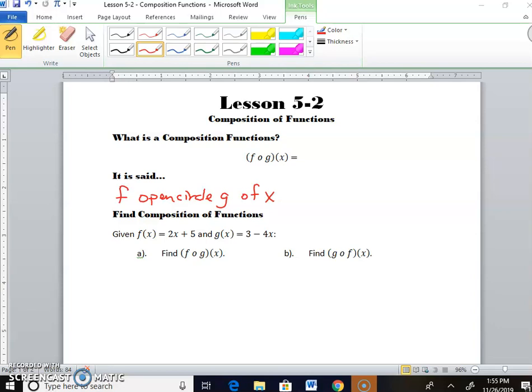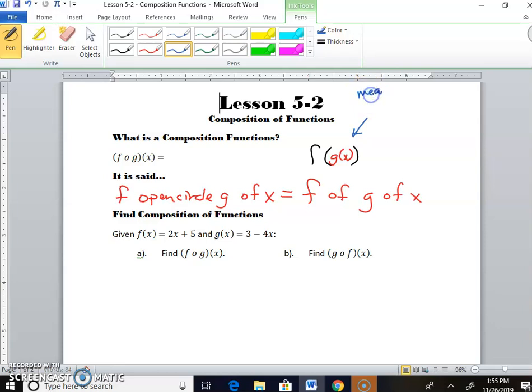This up here says f open circle g of x, and f open circle g of x equals f of g of x. Finishing down below, it is said f open circle g of x, and f open circle g of x equals f of g of x. Now, what this essentially means, is when you have an f open circle g of x, it means you are plugging g of x into f of x.